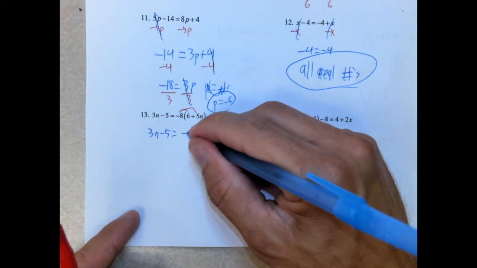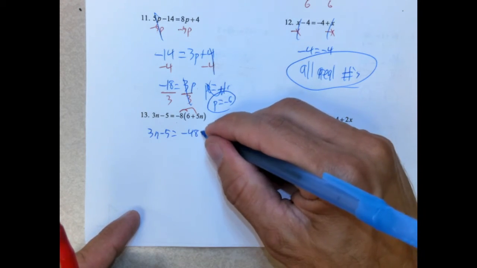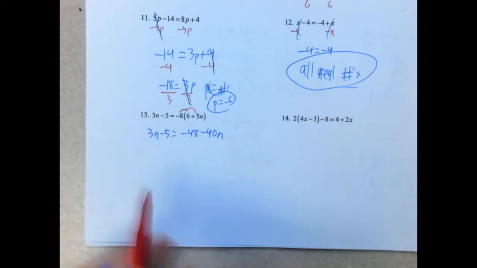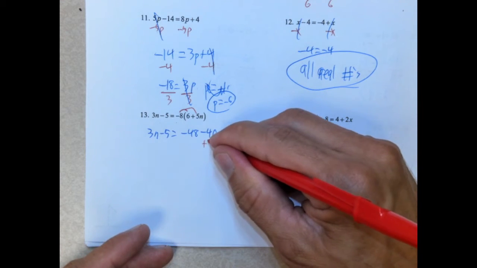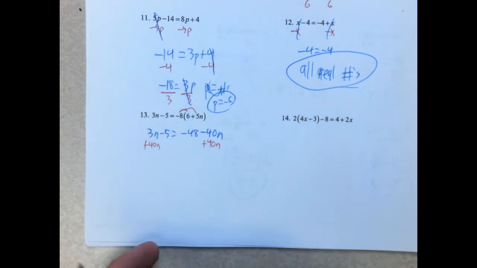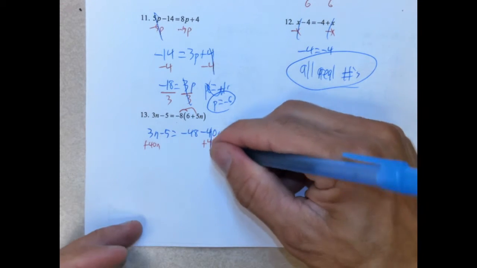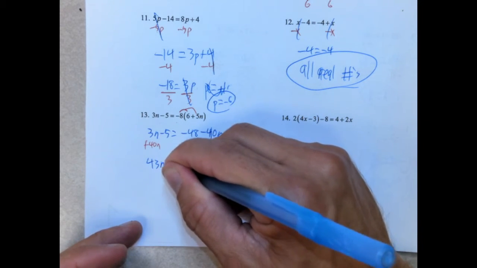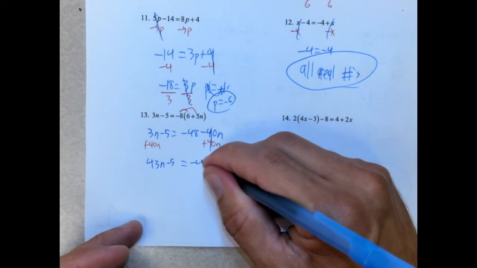Negative 8 times 6 is negative 48. Negative 8 times 5n is minus 40n. Now we're going to move this to the other side. So plus 40n, plus 40n. So 43n minus 5 equals negative 48.